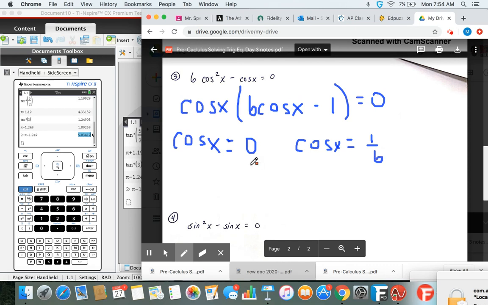All right, not every time are you going to get something where you have to use the calculator. Here, in this case, where does cosine equal 0? Well, it equals 0 in two spots, two special angles, up top and down here. So two of our answers are ones that we are familiar with, pi over 2 and 3 pi over 2. Yeah, we don't know where cosine x equals 1/6. So that's going to be where we have to use the calculator.